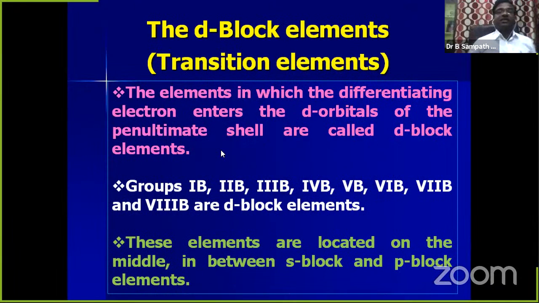Now next, children, the d block elements, which are also called transition elements. What are d block elements? Let us see. The elements in which the differentiating electron enters the d orbitals of the penultimate shell are called d block elements.